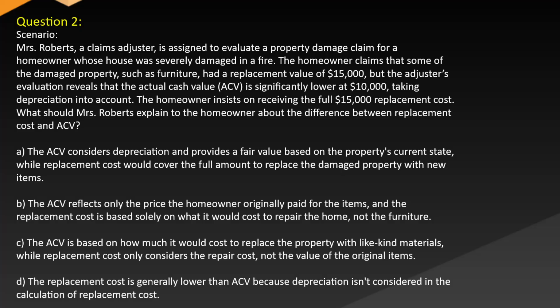A. The ACV considers depreciation and provides a fair value based on the property's current state, while replacement cost would cover the full amount to replace the damaged property with new items. B. The ACV reflects only the price the homeowner originally paid for the items, and the replacement cost is based solely on what it would cost to repair the home, not the furniture. C. The ACV is based on how much it would cost to replace the property with like-kind materials, while replacement cost only considers the repair cost, not the value of the original items. D. The replacement cost is generally lower than ACV because depreciation isn't considered in the calculation of replacement cost.